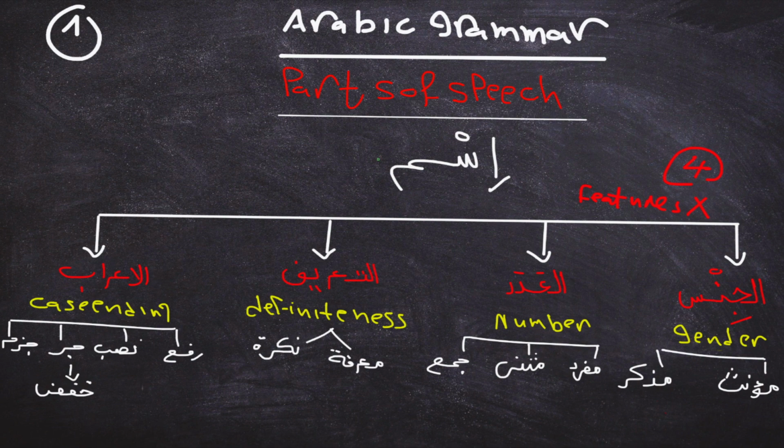In the upcoming few episodes, we're going to be focusing on these 4 features which stick with the Arabic ism. And more specifically, next episode we're going to be speaking about al-jins or gender in Arabic with a little bit more details.